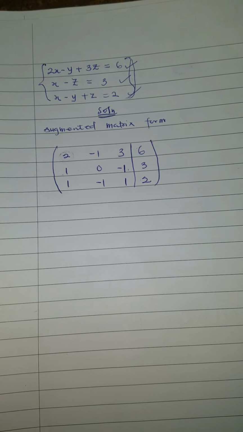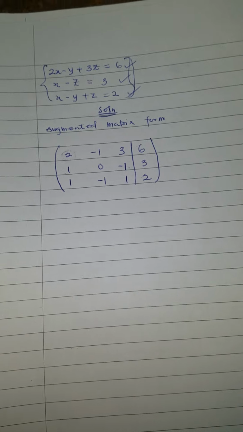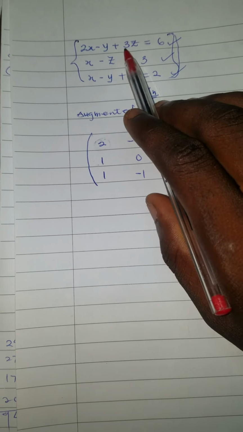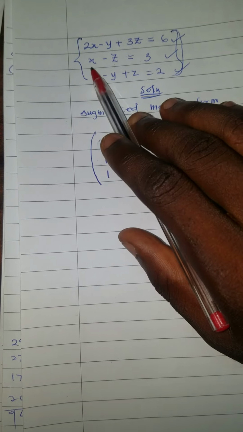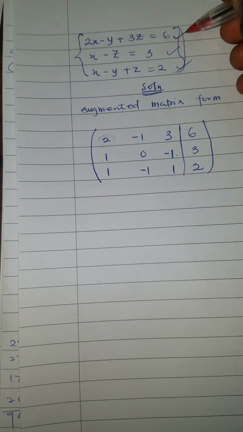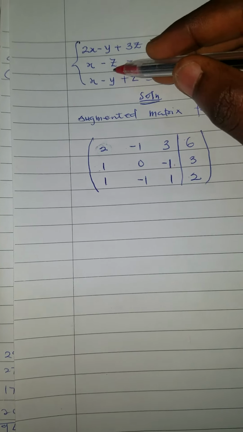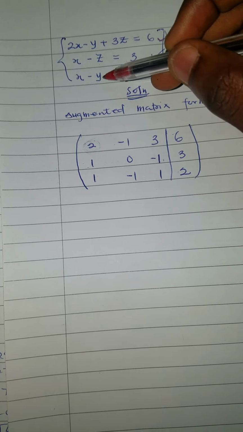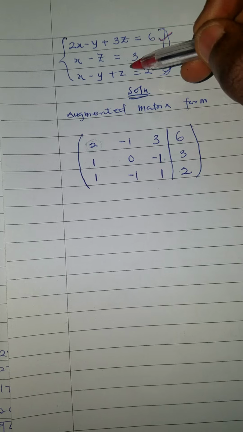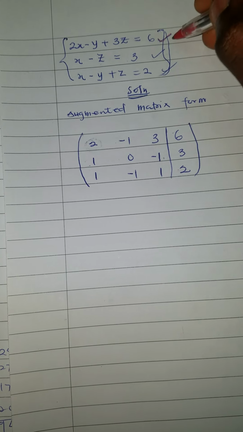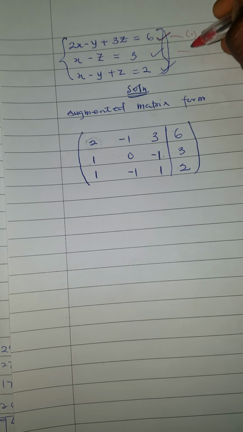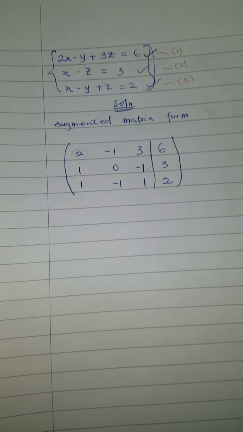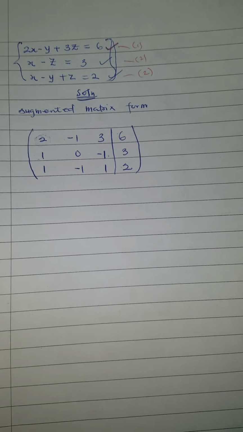Now a system is given to us. We have 2x minus y plus 3z equals 6. We also have x minus z equals 3. And then we have the third equation, x minus y plus z equals 2. So we name this our equation 1, our equation 2, and this is our equation 3.